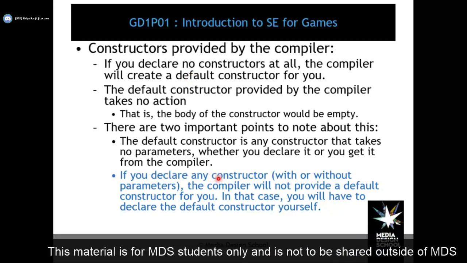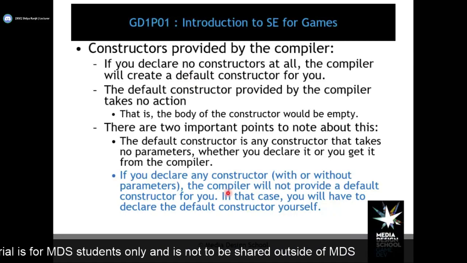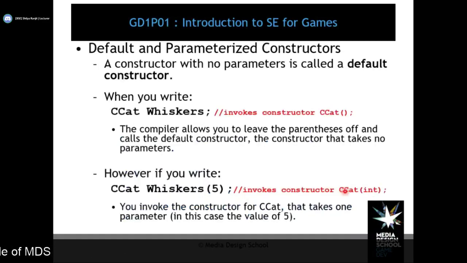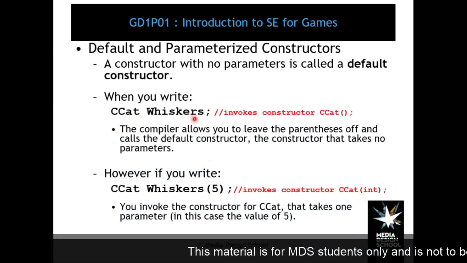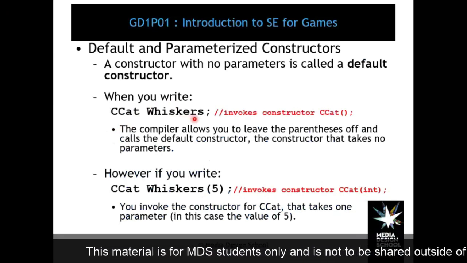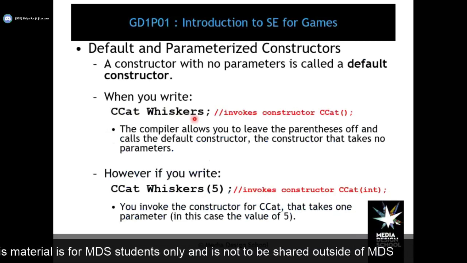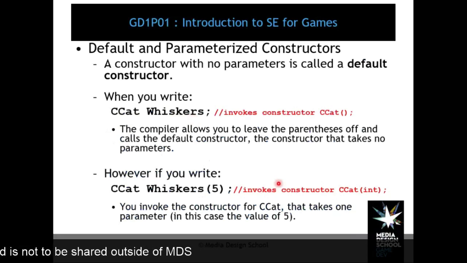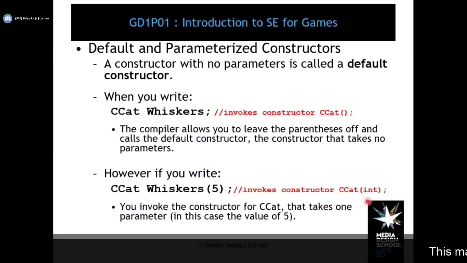But remember, the minute you declare a constructor with or without parameters, the compiler provided one will not function. So say you have only a constructor with 1 parameter declared. Going to the previous slide, suppose you have a constructor for CCat with just one integer parameter, and I say something like CCat whiskers. The compiler goes to your class and looks for a constructor with no parameters, but you have not declared that constructor. It is then going to throw you an error. So the minute the compiler finds that you have declared a constructor there, it is not going to provide you any default constructor.